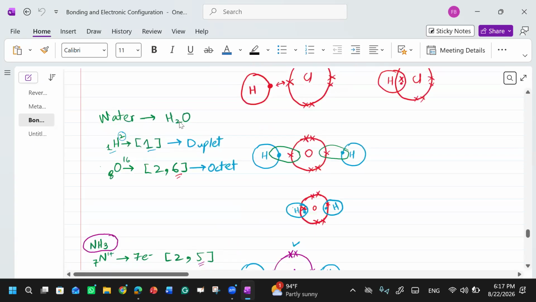In water, we have hydrogen and oxygen, right? Hydrogen belongs to group 1 and oxygen to group 6. So what will be the electronic configuration? For hydrogen, it will be 1, and for oxygen, sorry, oxygen's atomic number is 8. So in the first shell there will be 2, and in the second shell there will be 6.